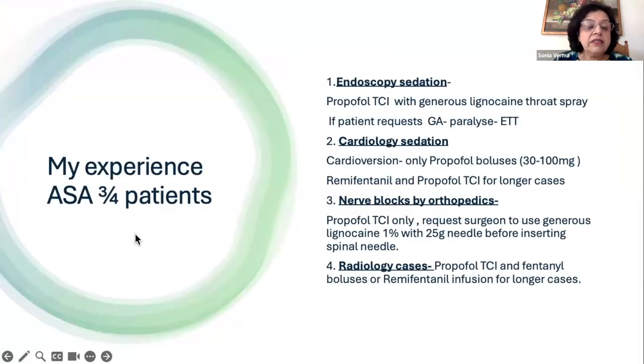My personal experience is in ASA 3 and 4 patients. When I'm doing an endoscopy sedation, I tend to use propofol TCI and tell the operator to give a generous amount of lignocaine throat spray. If a patient requests a GA, I paralyze them and put in an endotracheal tube.